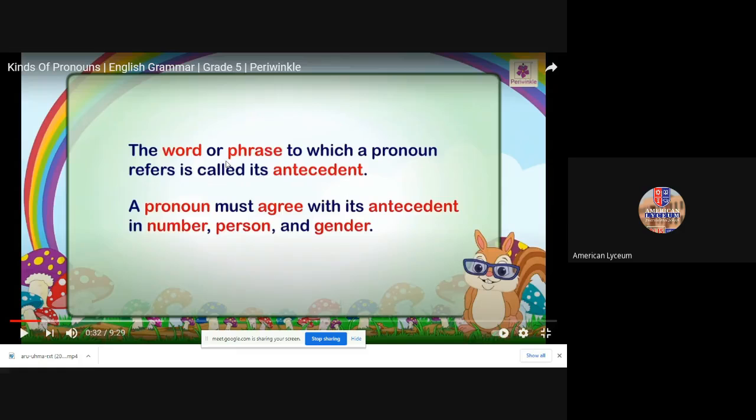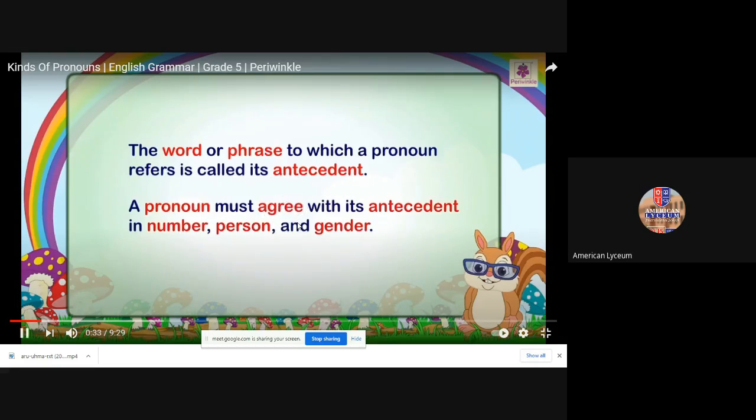So the word or phrase to which a pronoun refers is called its antecedent. A pronoun must agree with its antecedent in number, person, and gender. For example, if we are using she, its antecedent would be Hina. So Hina is a girl, so we use the pronoun she for girls. So we are agreeing with its person and gender.